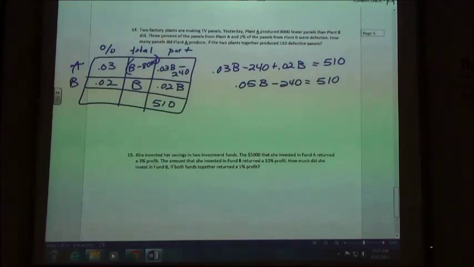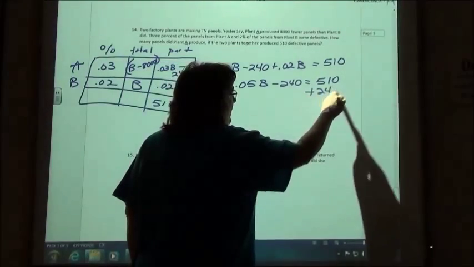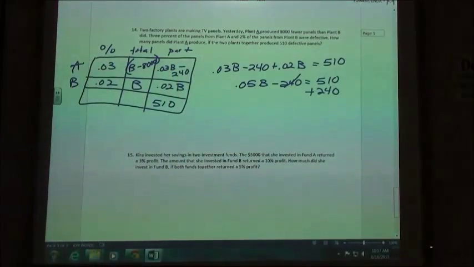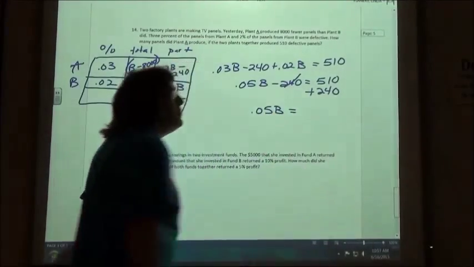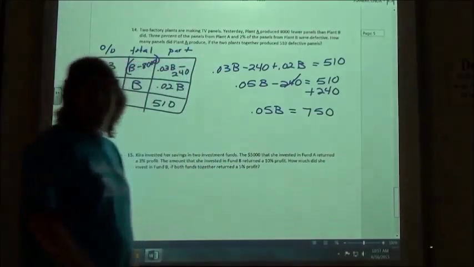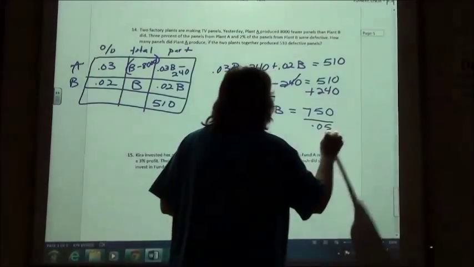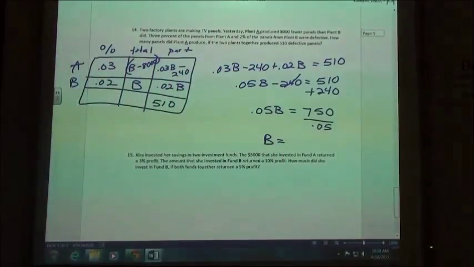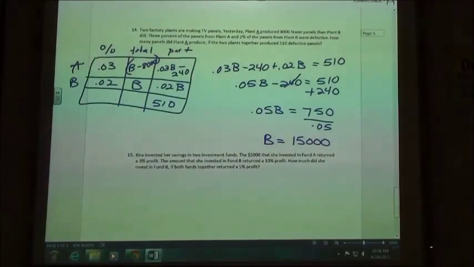If I'm going to solve that, the next thing I would do is add my 240 to move it to the other side. So 0.05B is going to equal 750. And then we have to divide by 0.05. I'm not going to do that in my head. 15,000. 15,000 would be the total number of panels from plant B.